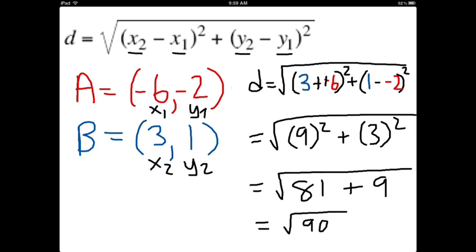Now if you remember from the last problem, where we used the Pythagorean theorem, this turned out to be 3 root 10.